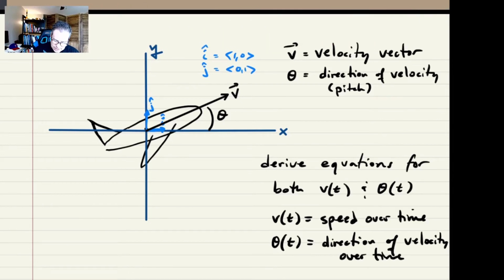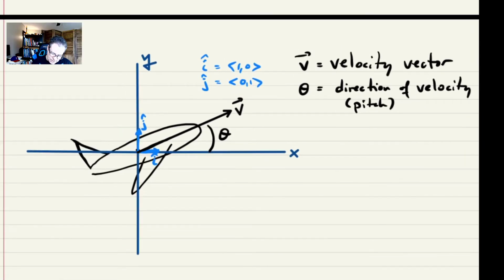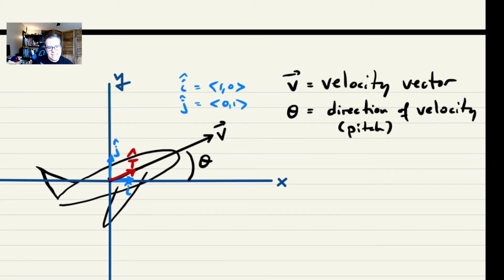So I have the standard unit vectors i and j indicated here, but I'm going to add additional unit vectors that are convenient to describe that motion and to derive equations for that motion. So the first thing to do there is to create a unit vector that I'll call t. That unit vector t is in the same direction as the velocity vector. And then I'll create a normal vector that is always perpendicular to the direction of travel.